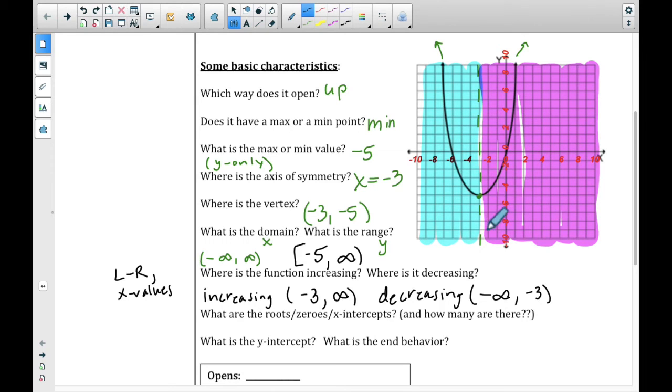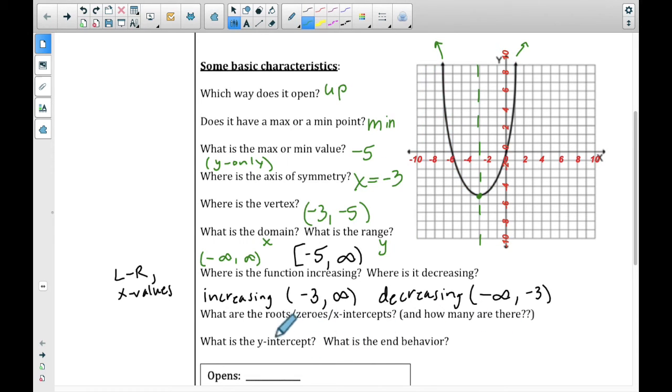You would describe it to say from -3 all the way up to infinity. So it is increasing, going up. The ant is crawling up the hill from -3 all the way to infinity. It is decreasing from -infinity all the way over to -3. So that's why we use the x values.